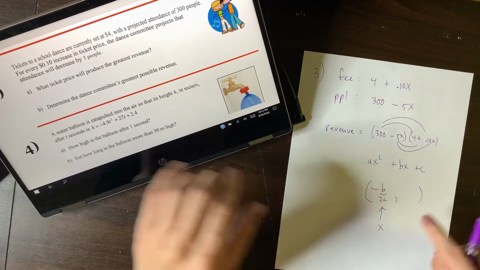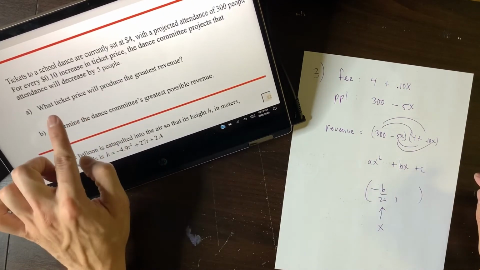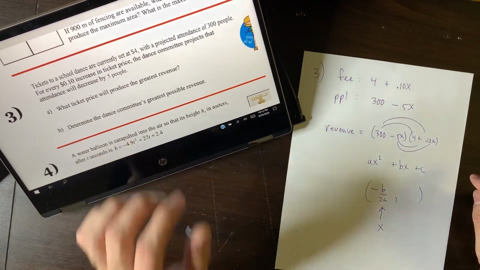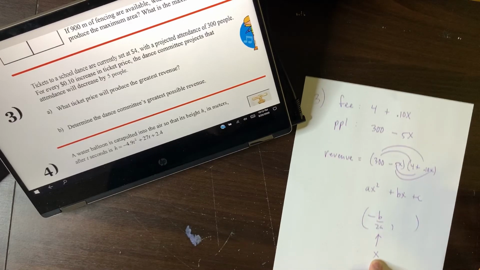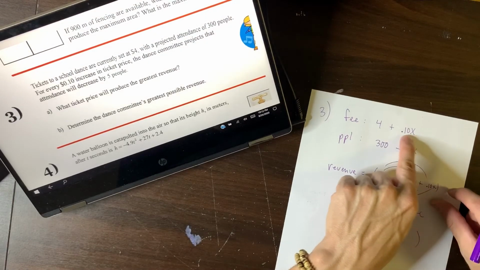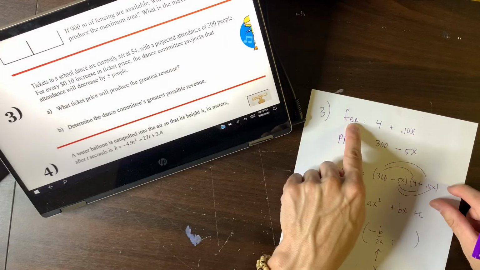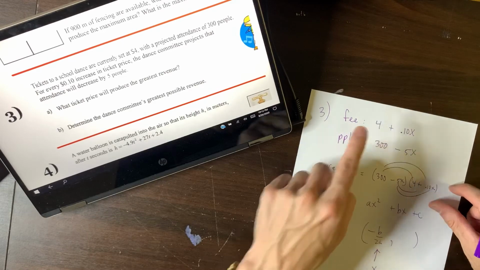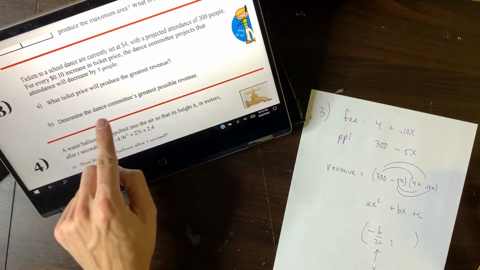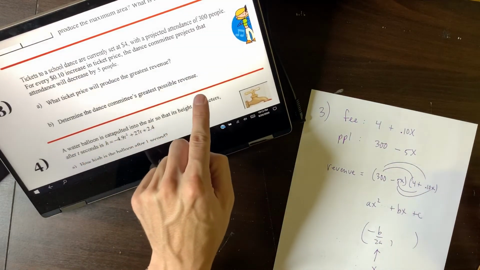And then what did they want? They wanted to know what ticket price will produce the greatest revenue. So once you know x, whatever number that is, plug it in here and do that, because that represents the fee or the ticket cost that you should set to make the most money. And then what's the other question? Determine the dance committee's greatest revenue possible.